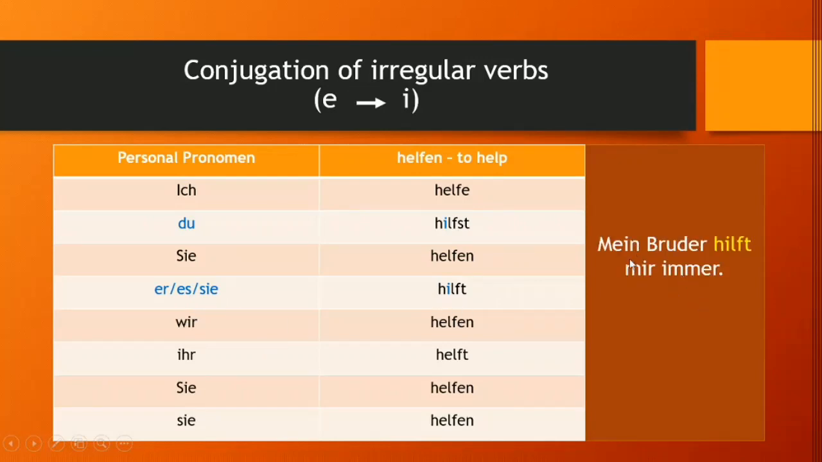So the example would be: Mein Bruder hilft mir immer, which means my brother always helps me. And why do we have hilft over here? Because it's mein Bruder, which is masculine third person. So it's Mein Bruder hilft mir immer, which means my brother always helps me.